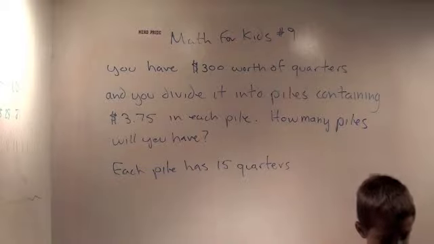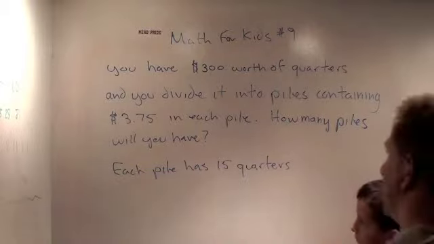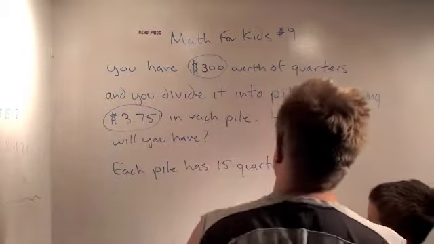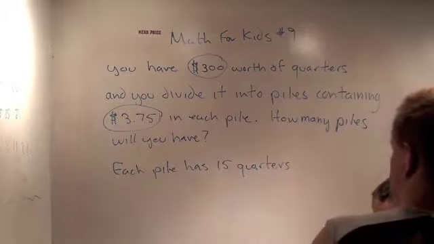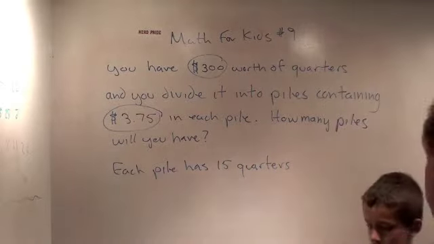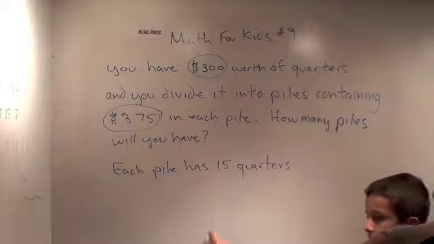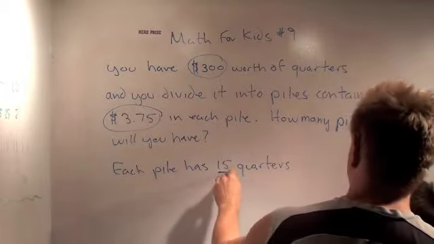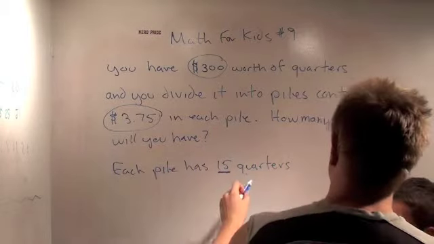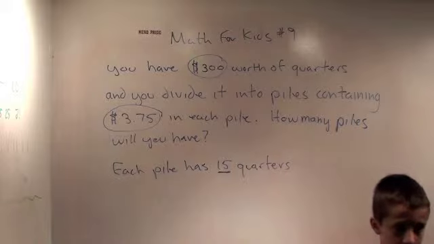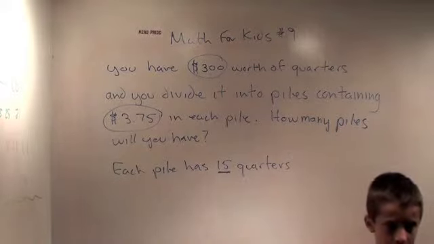See, you either have to divide dollars into dollars. You can take 375 and divide it into 300. Or you would do 300 divided by $3.75? Yeah. That's dollars into dollars. Or, if you want to divide by quarters, you have to do quarters into quarters. So you have to convert $300 into quarters. So how are we going to do that?